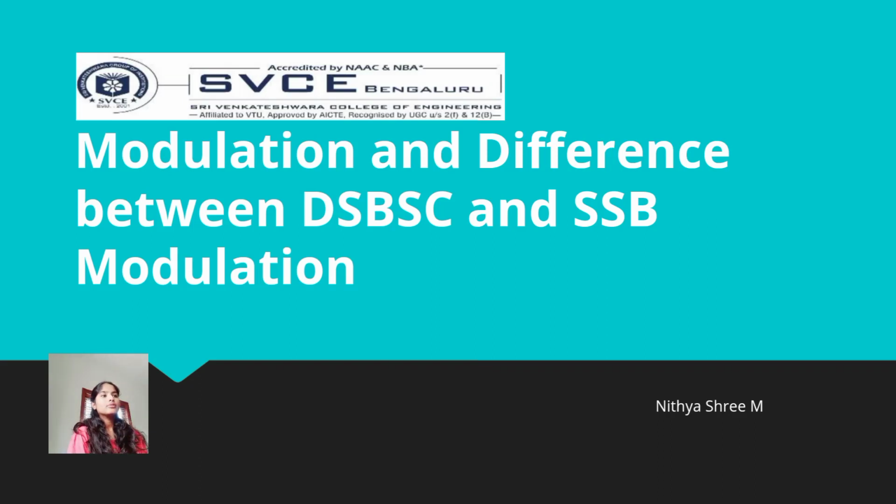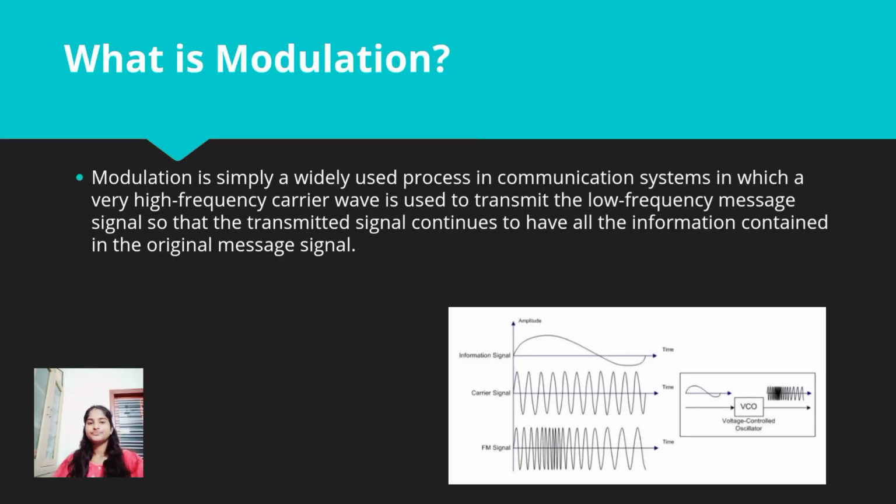So in this video, let's see about modulation and the difference between DSBSC and SSB modulation. So what is modulation? Modulation is simply a widely used process in communication systems in which a very high frequency carrier wave is used to transmit the low frequency message signal, so that the transmitted signal continues to have all the information contained in the original message form.